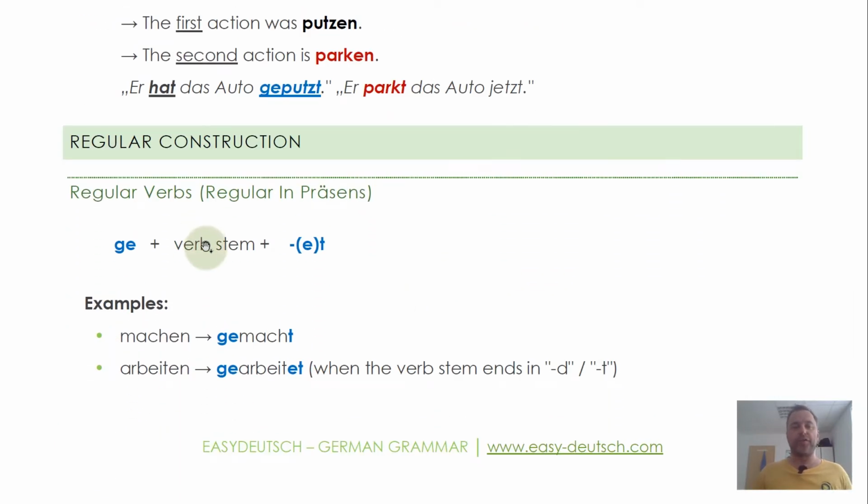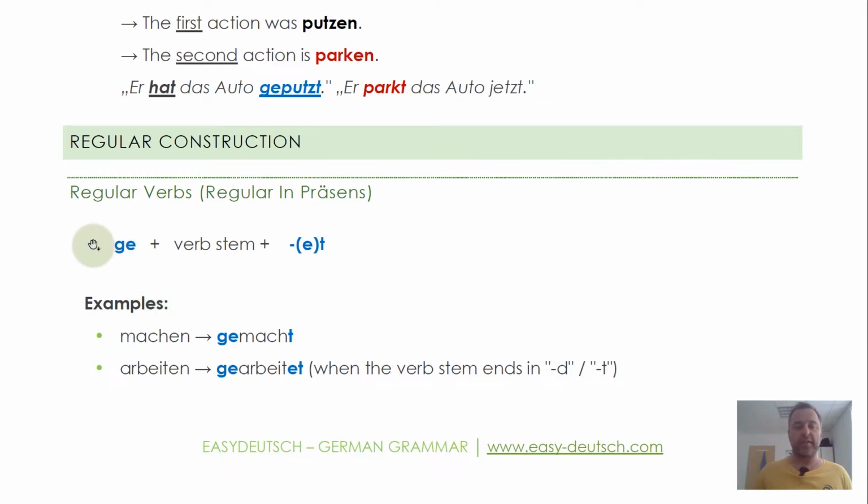Here we have to differentiate between regular verbs and irregular verbs. And we do this in the present tense. So this is the regular construction, and it's separated between regular verbs in present tense and irregular verbs in present tense. They have different constructions of their past participle. So let's have a look first at the ones that do not change anything in the present conjugation, where there's no vowel change.